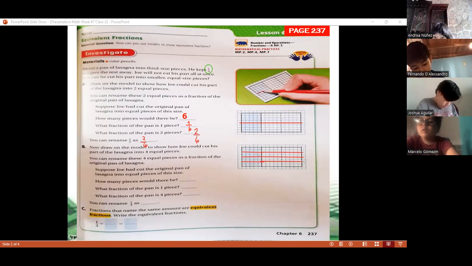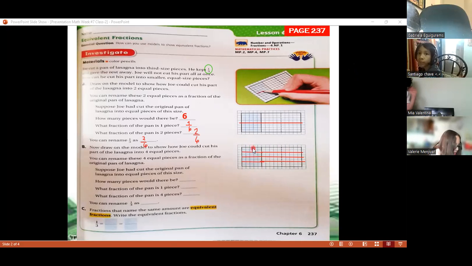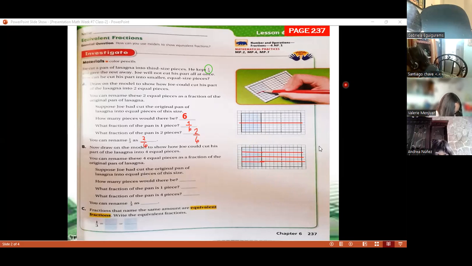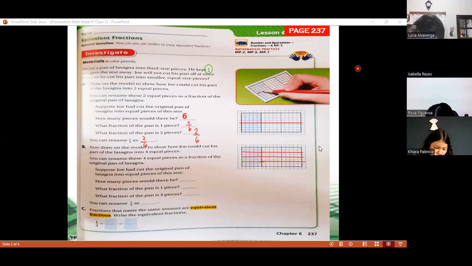Four equal parts. Okay, yes, we have 4 equal parts now. 1, 2, 3, and 4. 4 equal parts. And now how many do we have in total? Before we had just 3 parts. Now, how many parts do we have in this representation if we divide the lasagna into 4 equal parts?